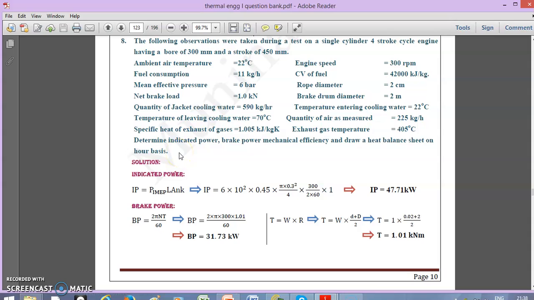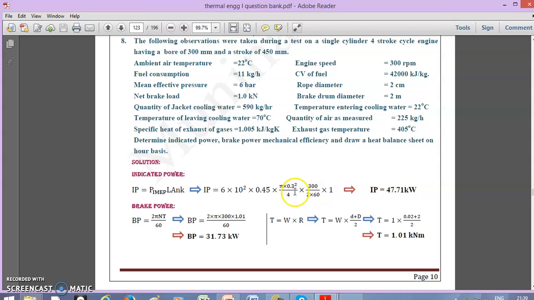So this is our typical heat balance sheet problem. First one is indicated power. As we know, indicated power is PIMEP LAN. P suffix IMEP is given, it is 6 bar, so 6 into 10 power 2 is 600 kilonewton per meter square, into stroke length L which is 450 mm, that's why it is 0.45 meter.